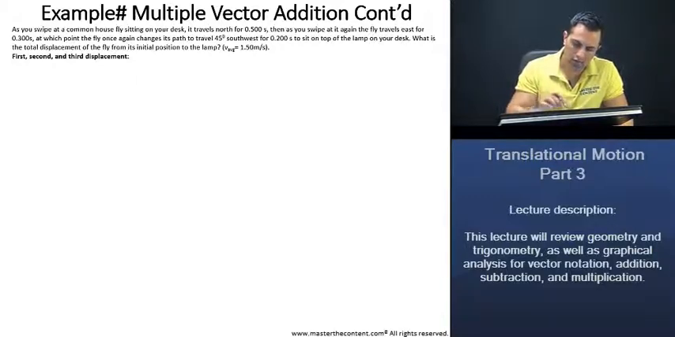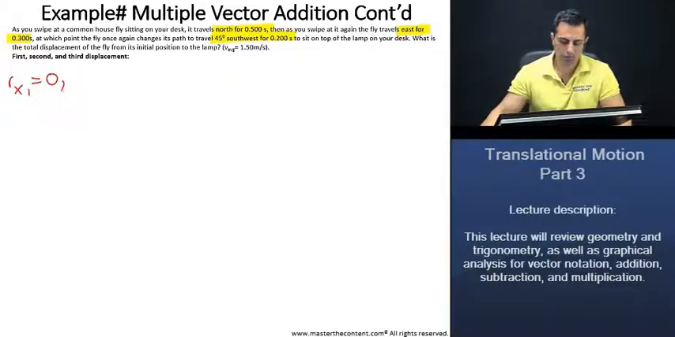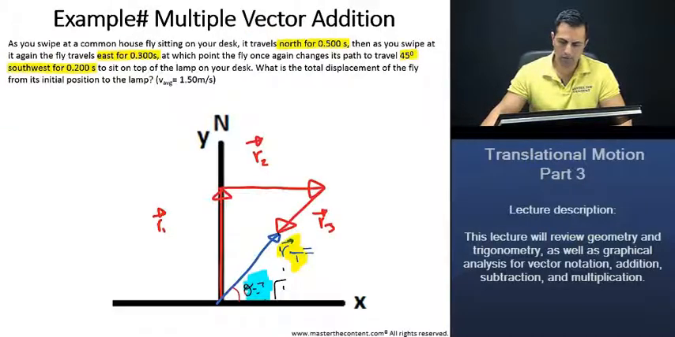Great. So we'll begin here with the x component. Let's go ahead and just highlight this as well. This is going to go north, this is going to go east, and 45 degrees southwest. The x component for our first displacement, if we go back, there's displacement only in the y direction, so x is just going to be 0.